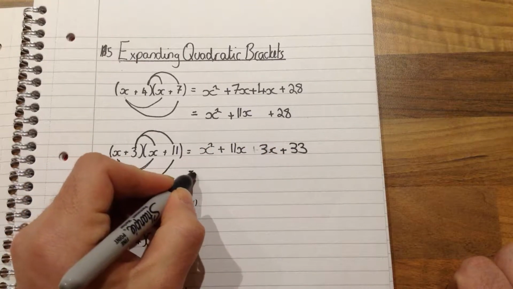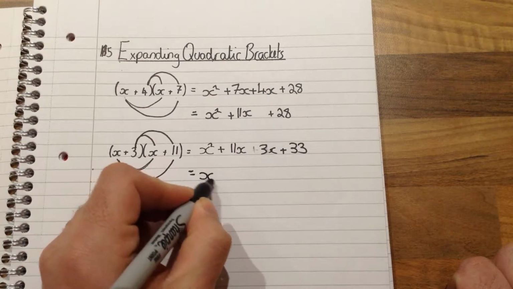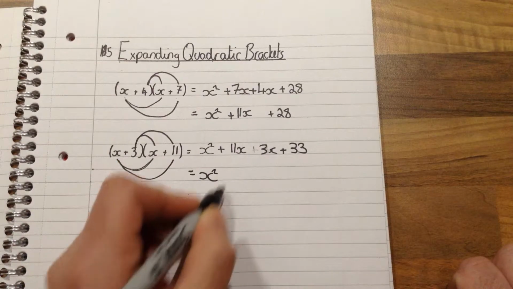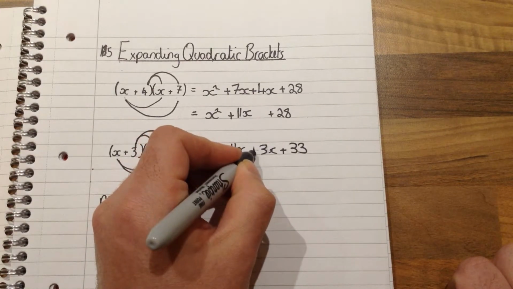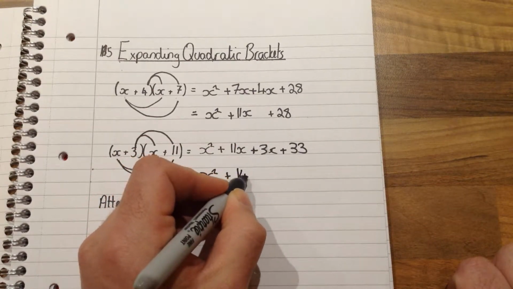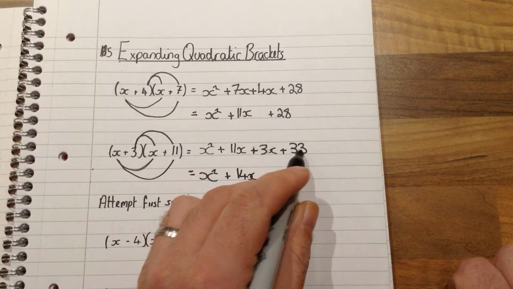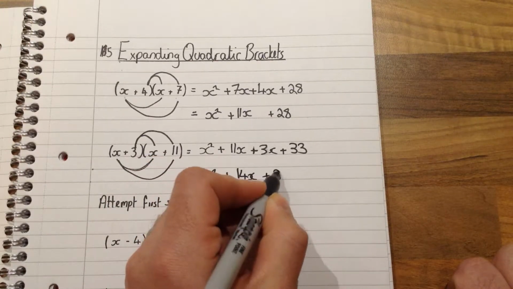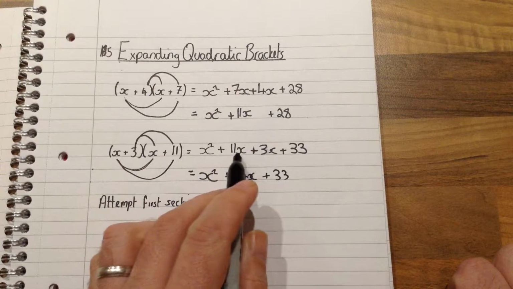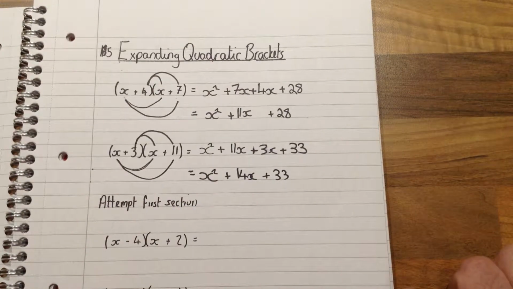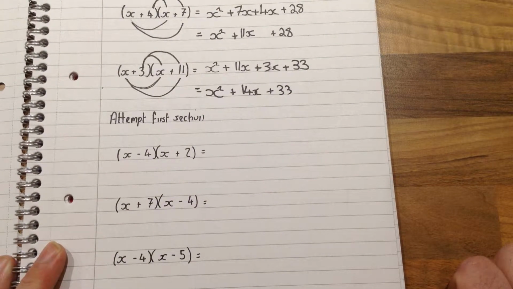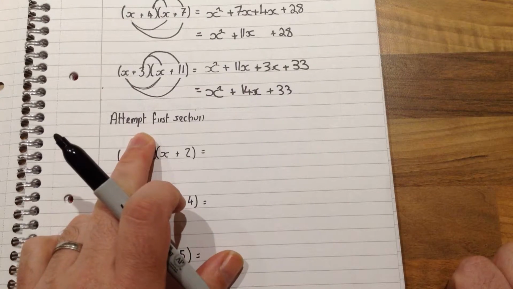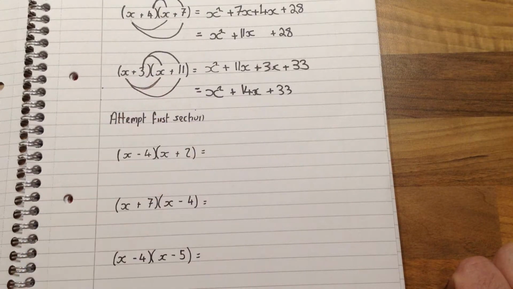Collecting together the things that we can collect together, that would give us x squared, 11x plus another 3x would give us plus 14x, and then plus 33 at the end. The only thing you can ever simplify will be these two middle sections here. We can also do this when negative numbers are involved. So you'll be able to attempt the first section using all this.